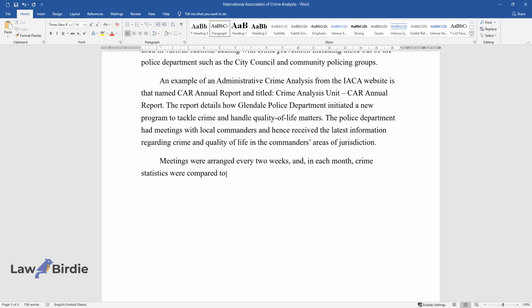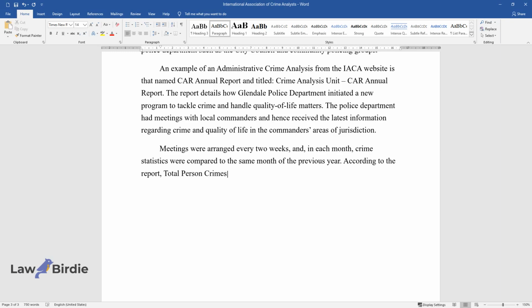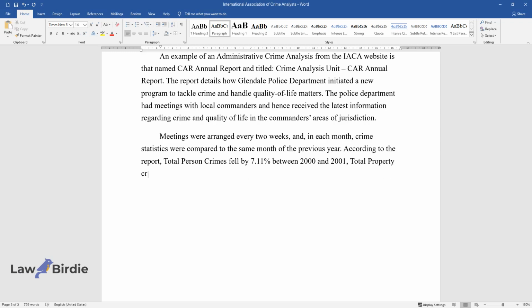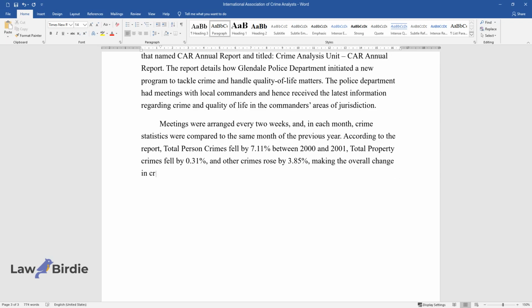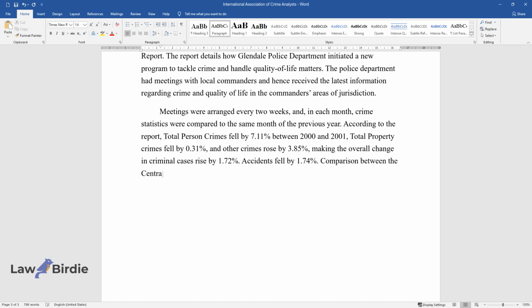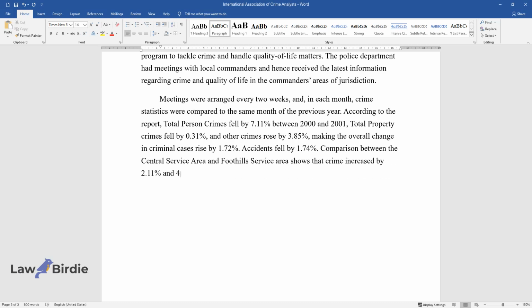previous year. According to the report, total person crimes fell by 7.11% between 2000 and 2001, total property crimes fell by 0.31%, and other crimes rose by 3.85%, making the overall change in criminal cases rise by 1.72%. Accidents fell by 1.74%. Comparison between the Central Service Area and Foothills Service Area shows that crime increased by 2.11% and 4.31% respectively.